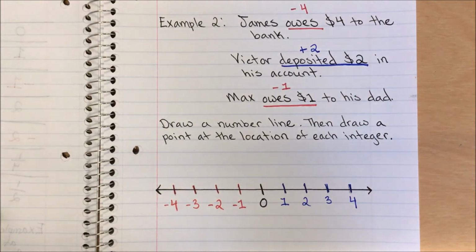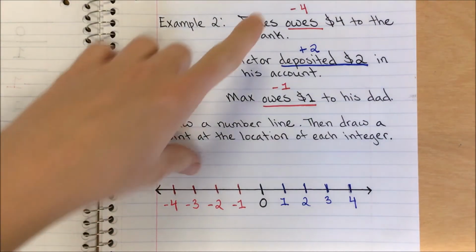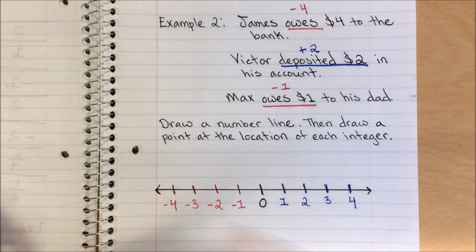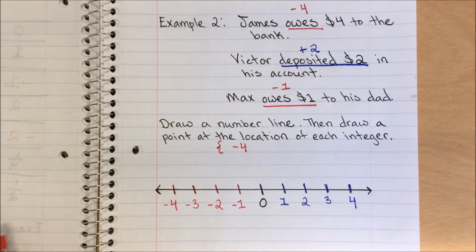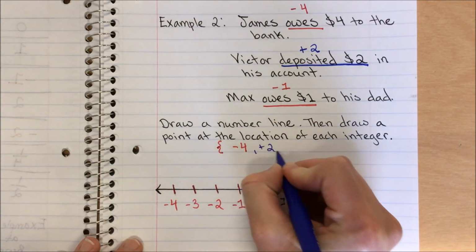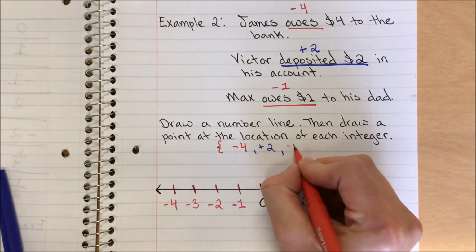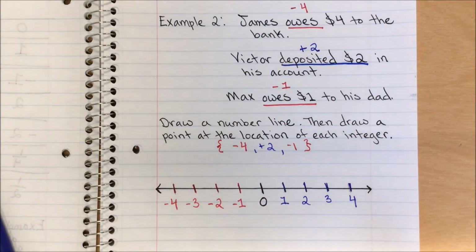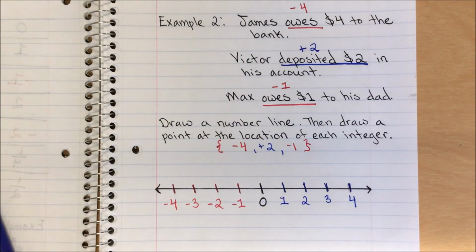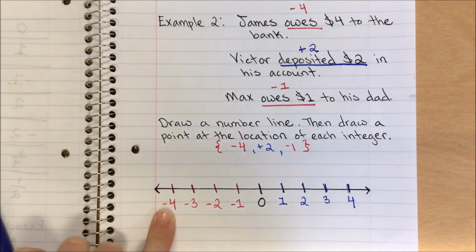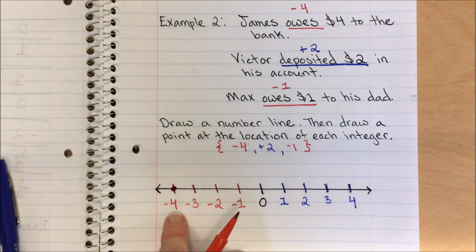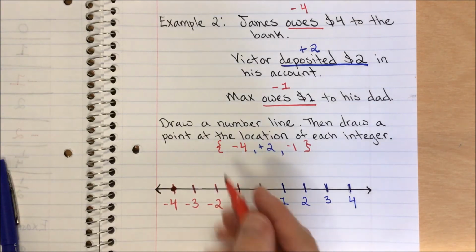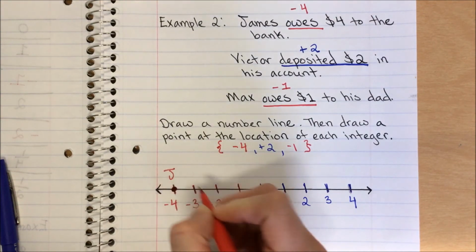Now we're going to plot our 3 integers. So the integers that we're going to put on our number line are -4, +2, and -1. James owes $4. It's -4. You want to put your dot on the number line. Notice how my points on the number line are not flying or floating in the air. They're directly on my line. We're going to label this J for James.